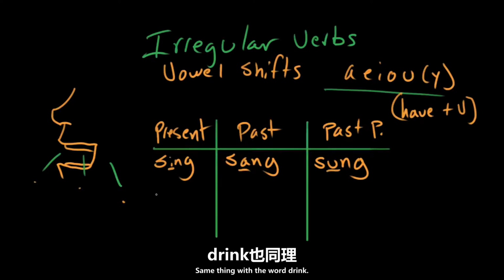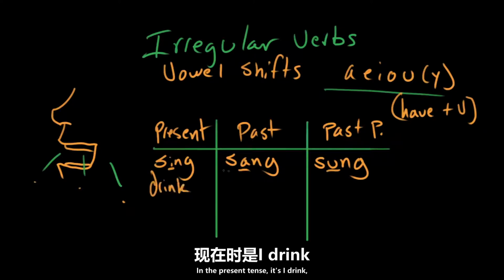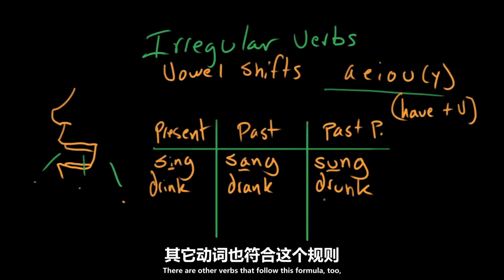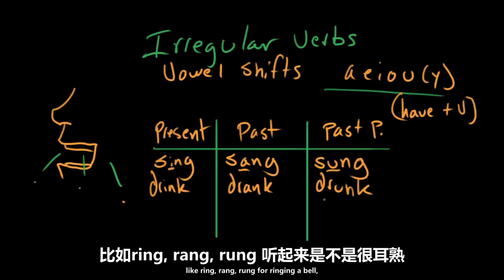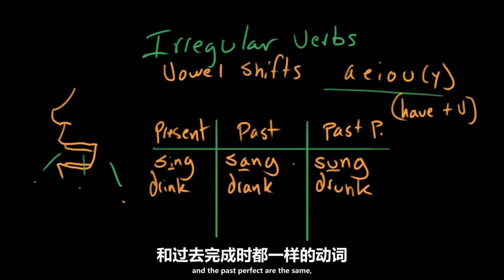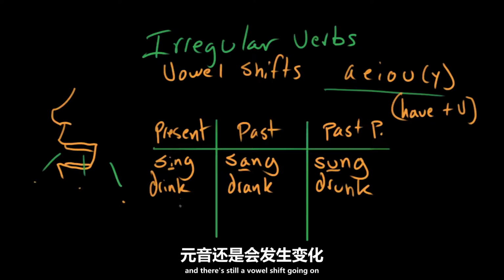Same thing with the word drink. In the present tense, it's I drink. In the past tense, it's I drank. And in the past perfect, it's I had drunk. There are other verbs that follow this formula too, like ring, ring, rang, rung, for ringing a bell. But for the rest of this, we're just going to talk about verbs where the past and the past perfect are the same. And there's still a vowel shift going on between the present and the past.